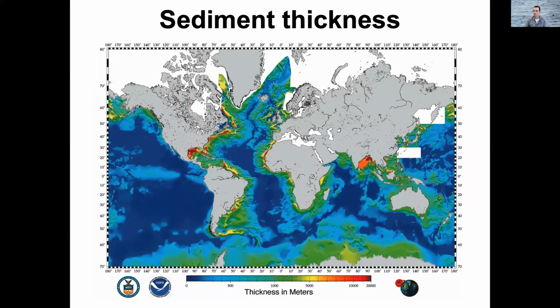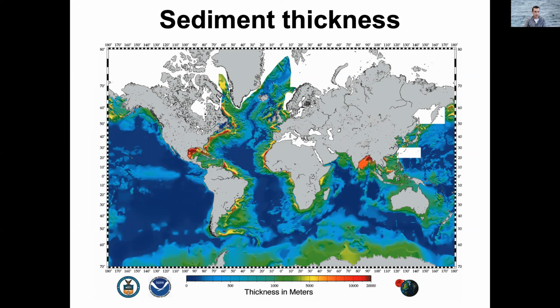All right, so sediment thickness. Where do we have lots of sediments? This color scale here demonstrates the thickness. The light or dark blues are the shallowest sediments over the ocean floor. As you get into the greens and the reds, you get sediment thicknesses that are approaching 10,000 meters or so.